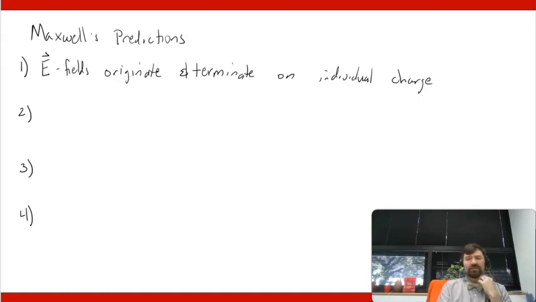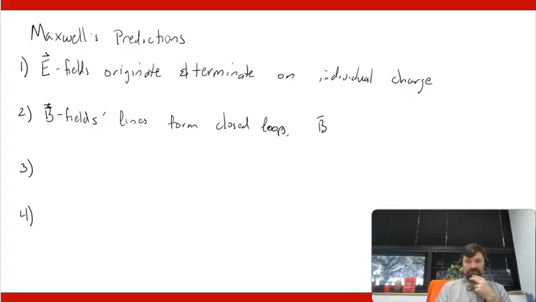Okay, the second one is that B fields don't have any particular origin or termination point. So the field lines are closed loops. B field lines form closed loops.